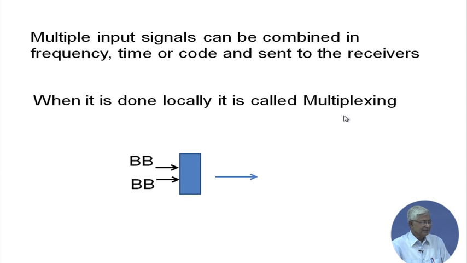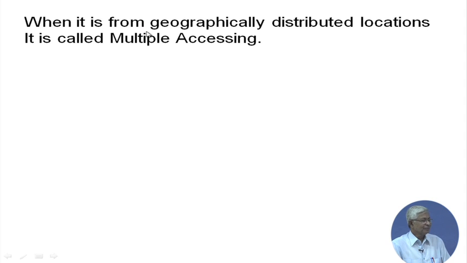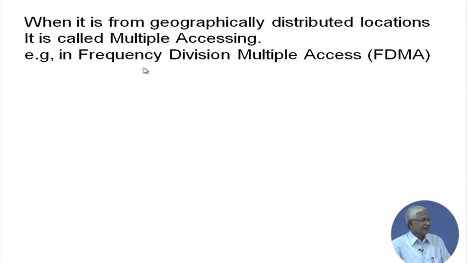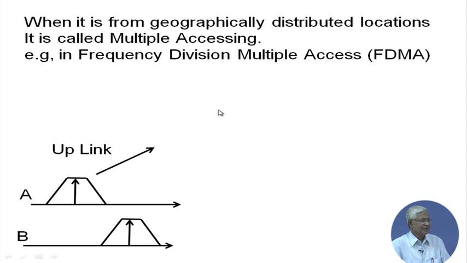Now, I will try to give a definition. When this type of resource sharing is done locally, it is called multiplexing. Two baseband signals are combined at one place and sent to the receiver. When it is from geographically distributed locations, it is called multiple access. One example is frequency division multiple access, in short FDMA. Similarly, TDMA will be there. Let us take an example of FDMA.